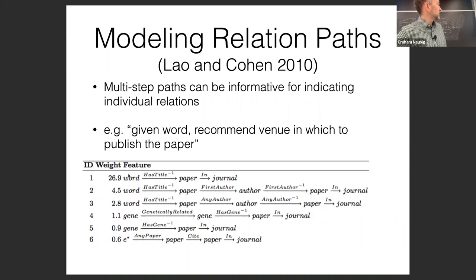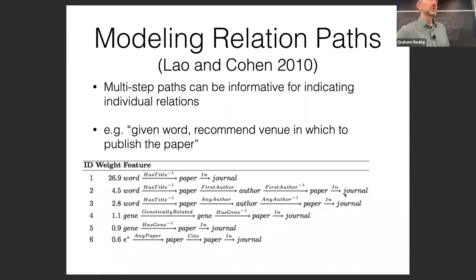So to give an example, if there's a word in the title of the current paper that's also in the title of another paper, and that paper is published in a journal, that's indicative that the paper will be published in the journal. Another thing is there's another paper with that word in the title where the first author is also the first author of another paper, and that's published in a journal.